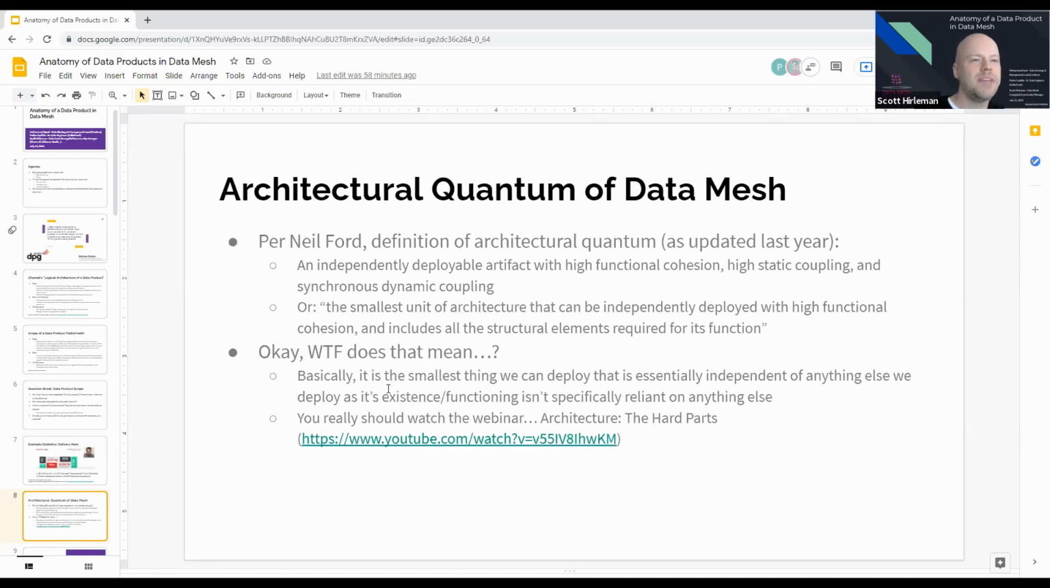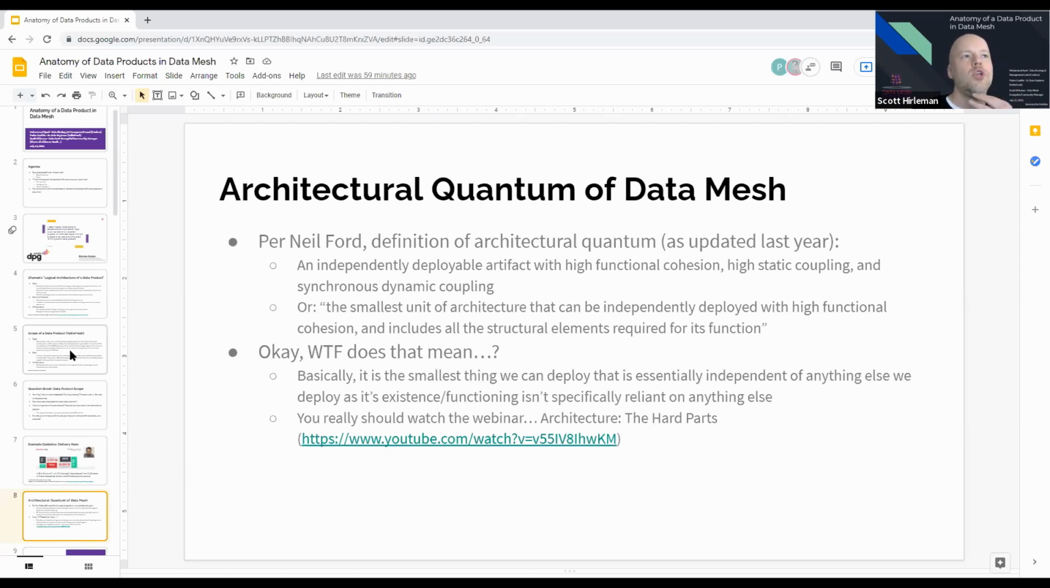But basically at the core of this, a data product is the smallest thing that we can deploy that is essentially independent of anything else we deploy. Obviously it's got to have the data that comes in for it to be useful, but you can still deploy a data product even if it doesn't have any data. So it's not really super reliant on anything else. There's obviously some reliance, and again, the platform should help you to deploy that data product, but the data product in and of itself is independent of other things.